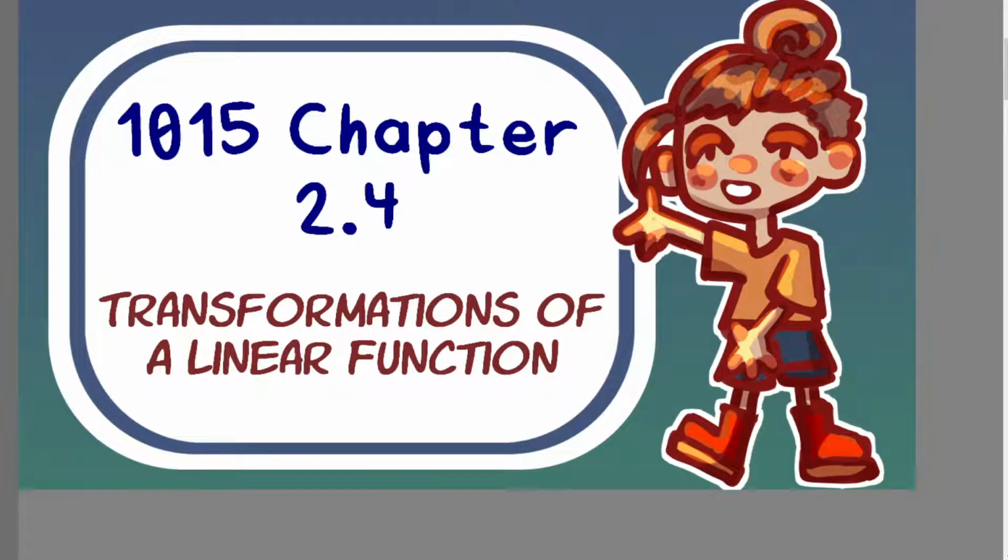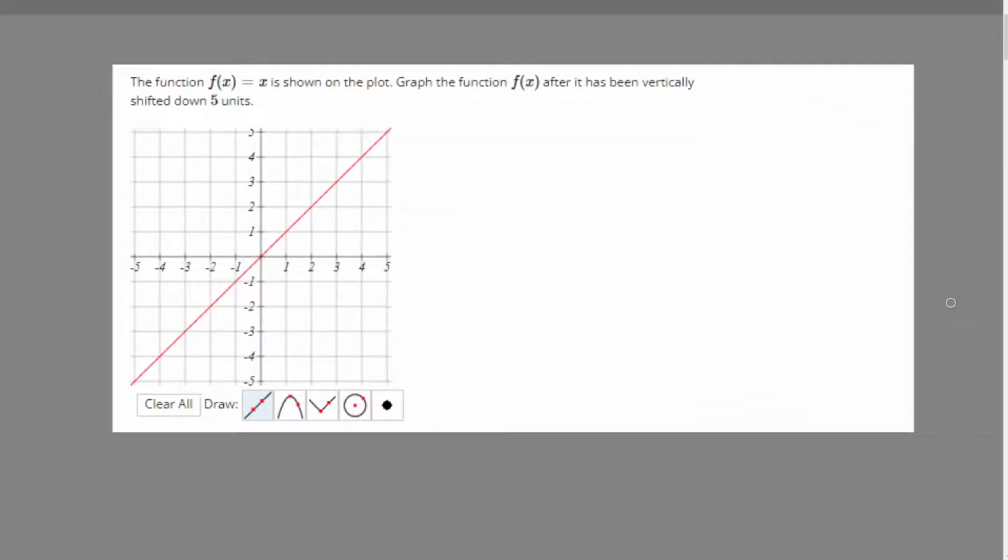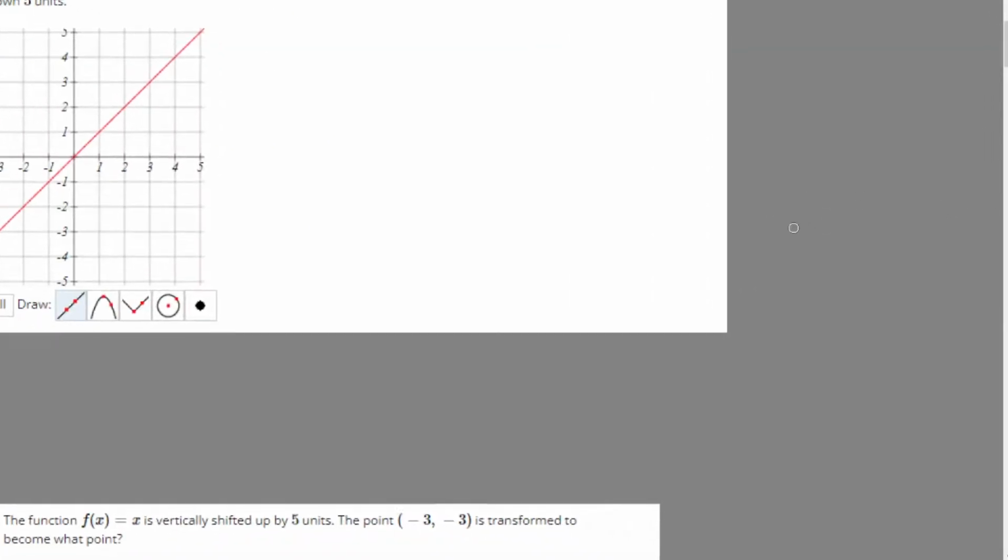Hi, so today in this video we're going to be going over 1015, chapter 2.4, transformations of a linear function. I feel like this is a very important video because these transformations are very similar throughout all functions. It just looks different from function to function, but it's about the same principles. So I will go over it as best I can.